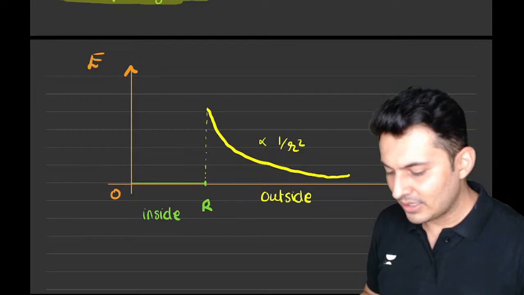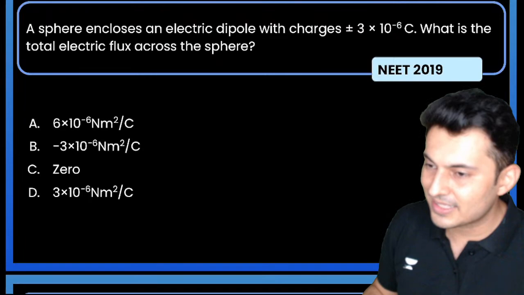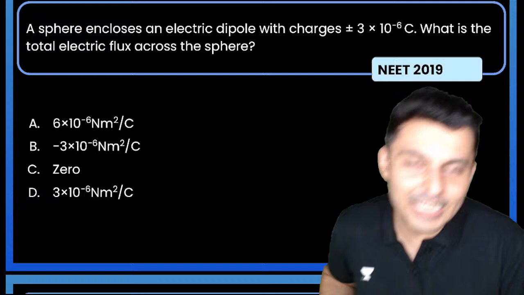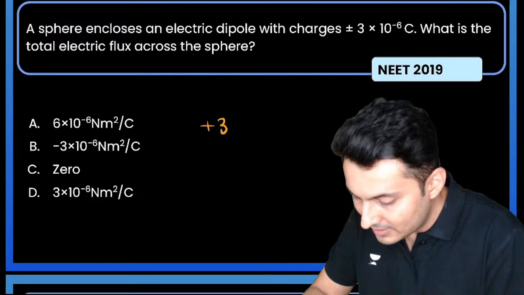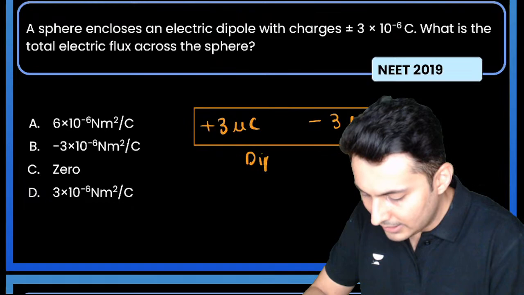Here comes the question up on your screen. There is a sphere which has an electric dipole with charge plus minus 3 into 10 to the power minus 6 coulomb. How much is the total flux across the sphere? Come on. NEET 2019, everybody should be able to answer. There is a charge of plus 3 microcoulomb and minus 3 microcoulomb. This together becomes nothing but a dipole.